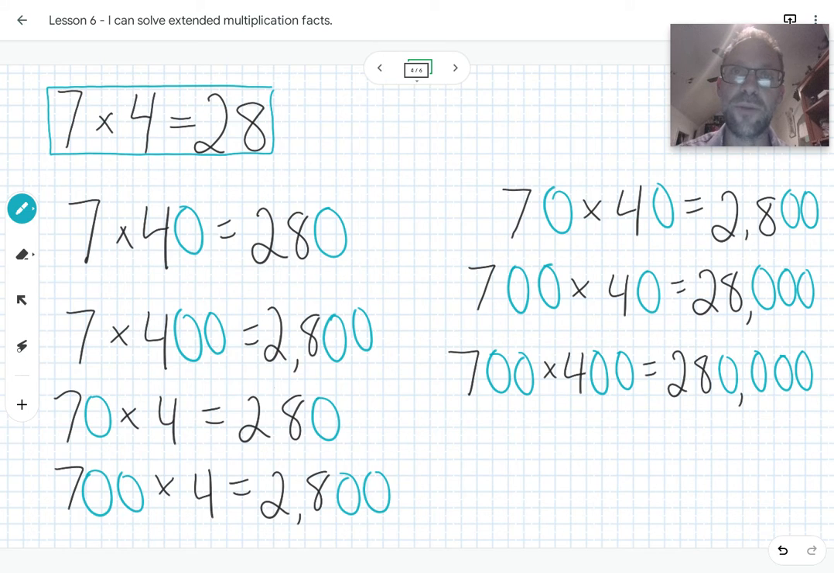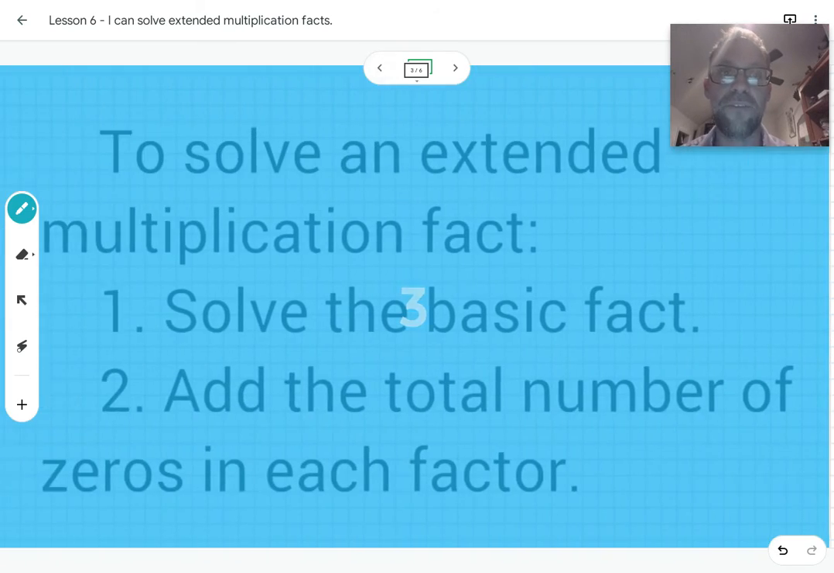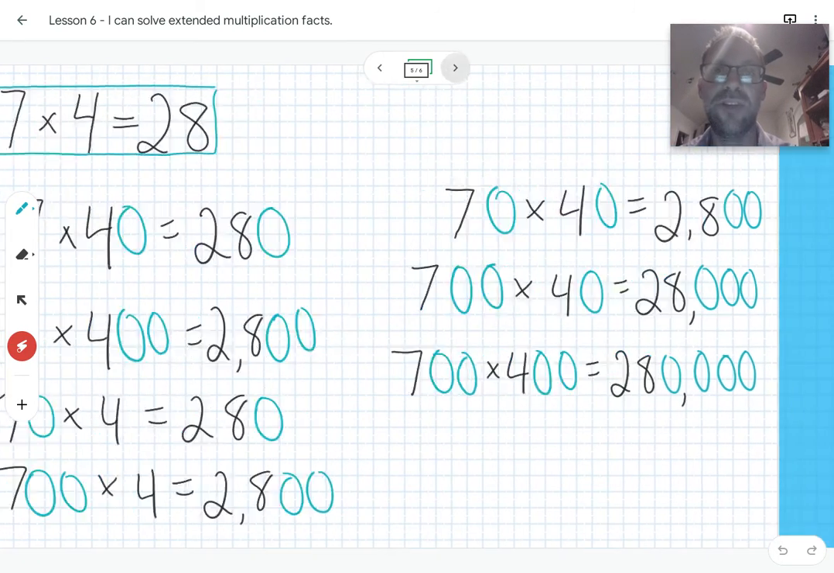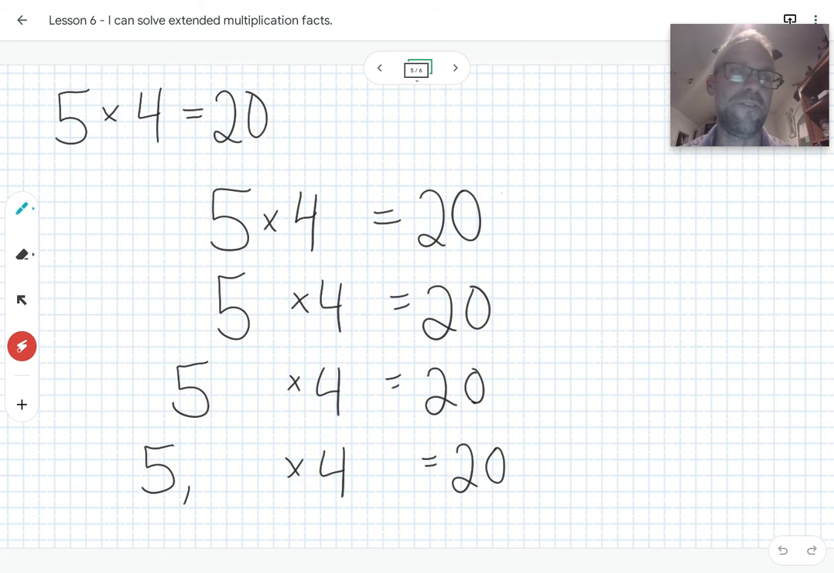So do you see how we multiply extended math facts? First, we solve the basic math fact. And then step 2, we add the total number of zeros in each factor and then put them into our product. All right, now, one tricky thing. Ready? What if in your basic math fact, like 5 times 4 equals 20, there's already a 0 in the product? Does that change anything about this rule or this pattern?